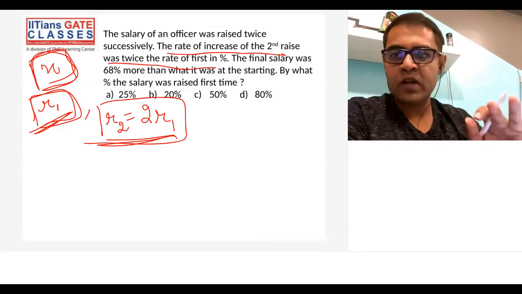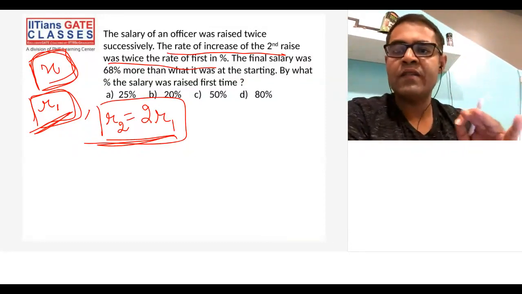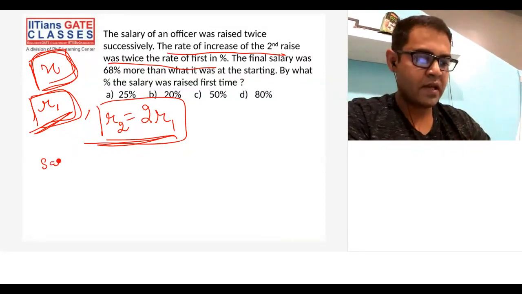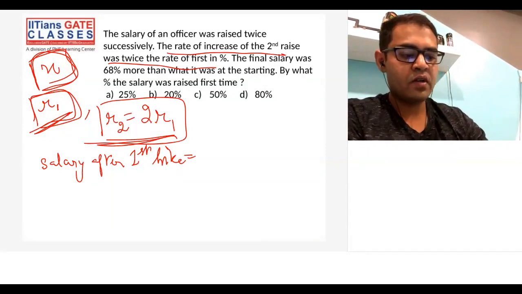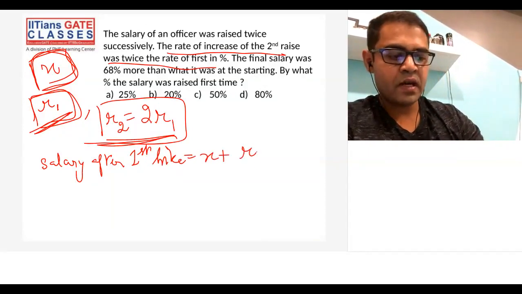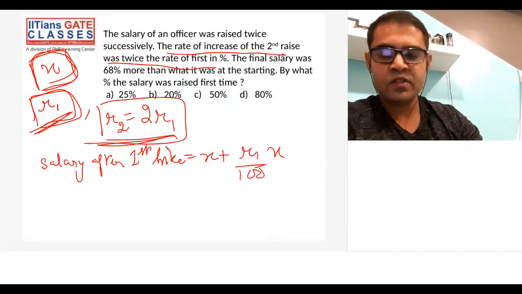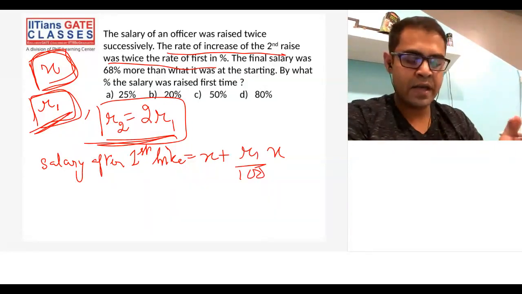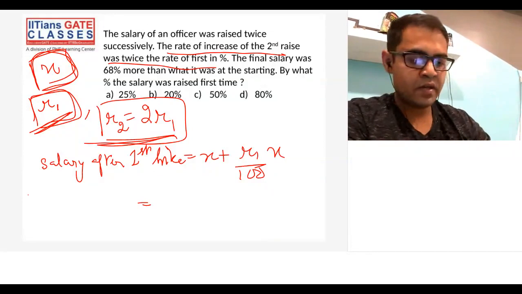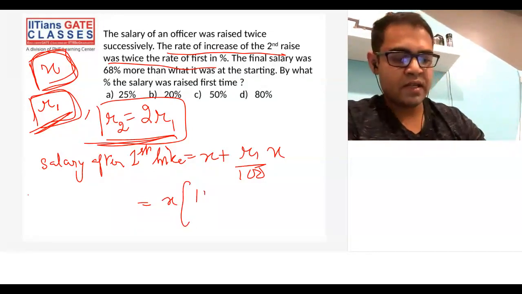Okay, so first what I'll do is I'll calculate what is the salary after first hike. Okay, salary after first hike is what? X plus R1 by 100x. This is what we do now. R1 is in percentage, so you divide by 100. X plus R1 by 100x. So I'll just take x common. You get 1 plus R1 by 100.